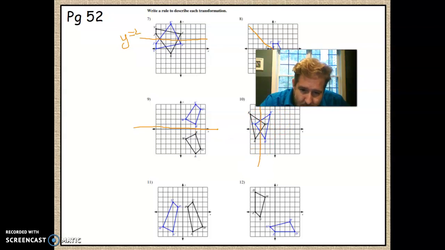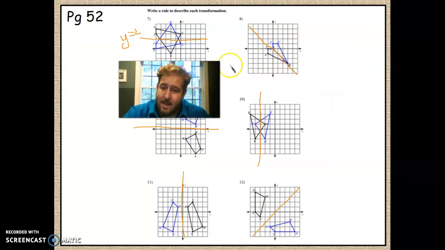This would be x equals negative 1, 2, 3. This is the y-axis, and this one looks like it's reflected over the y equals x line. And that's pretty much all of them.